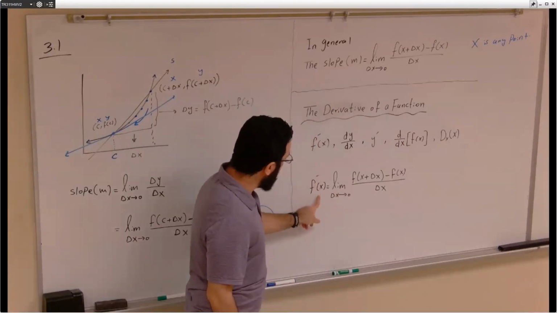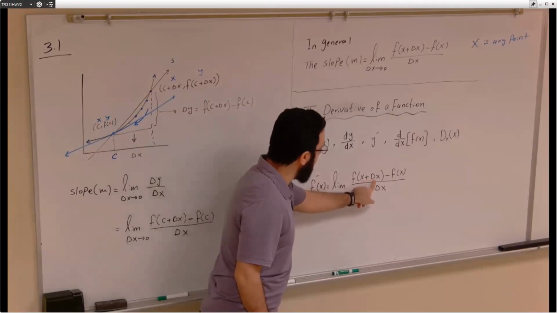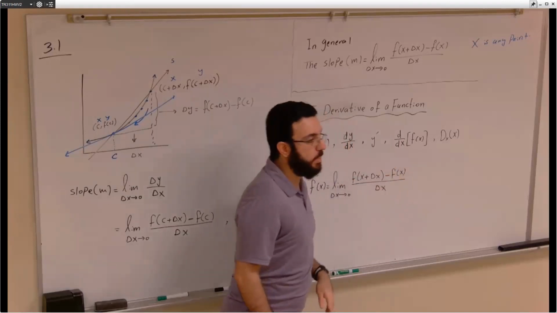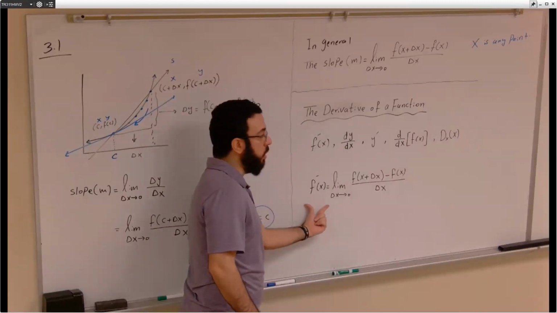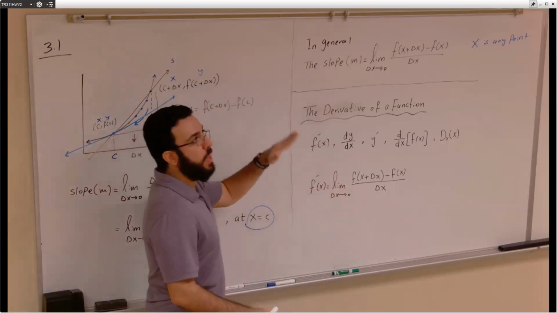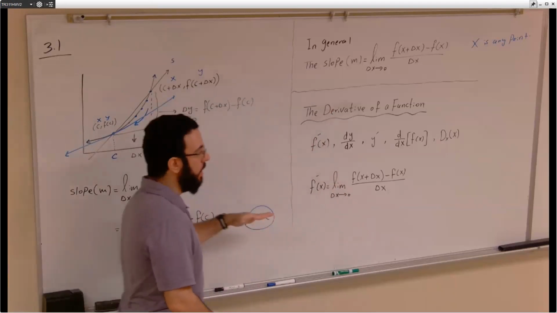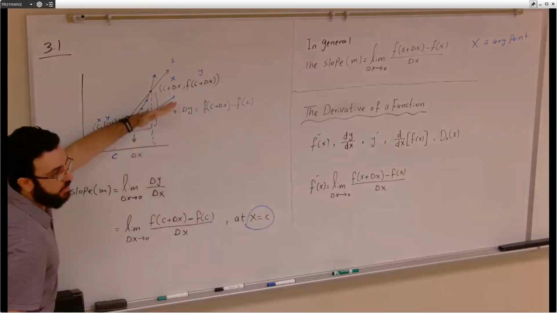F prime of x is going to be the limit as delta x approaches 0 of f of x plus delta x minus f of x over delta x. So every time I ask you to find the slope or find the derivative, it means the same thing, the slope. The slope means the derivative when our secant line approaches the tangent line, okay?